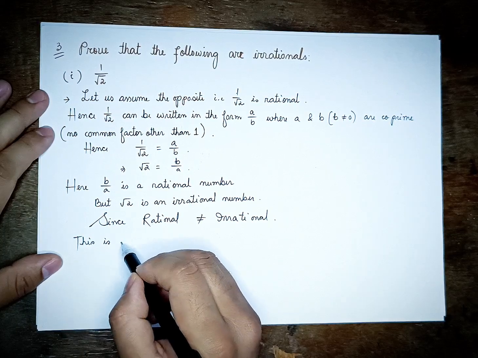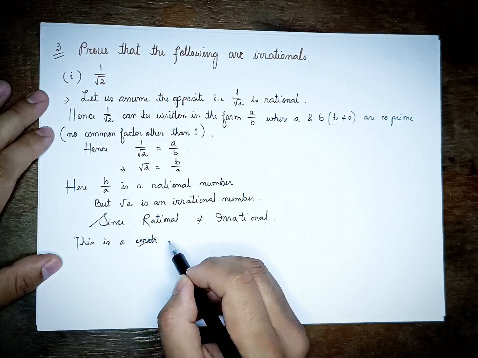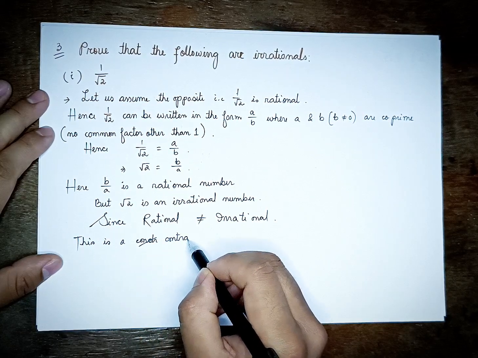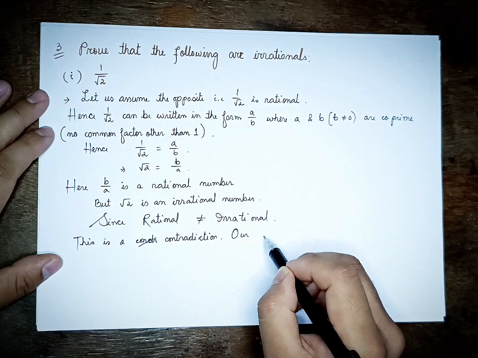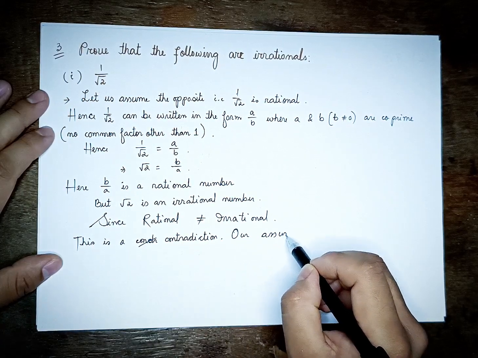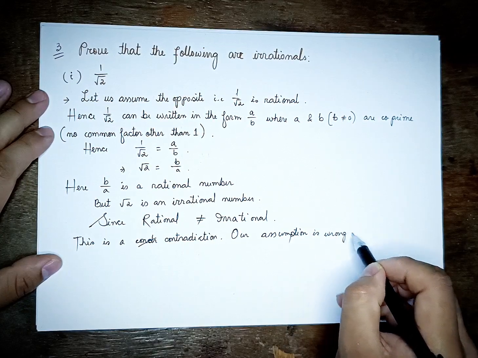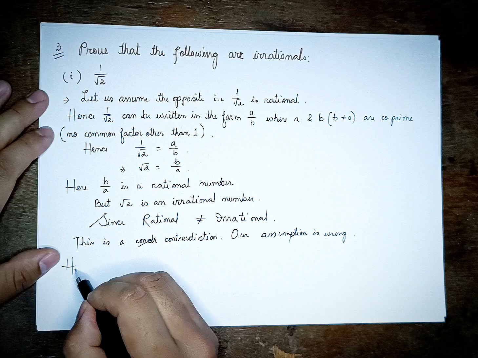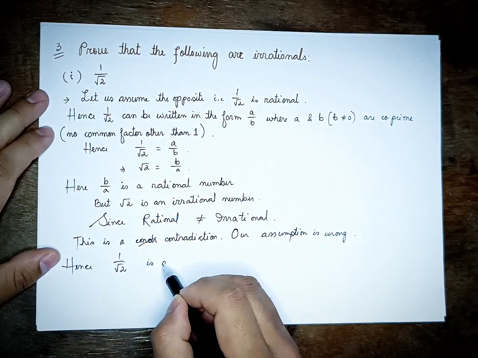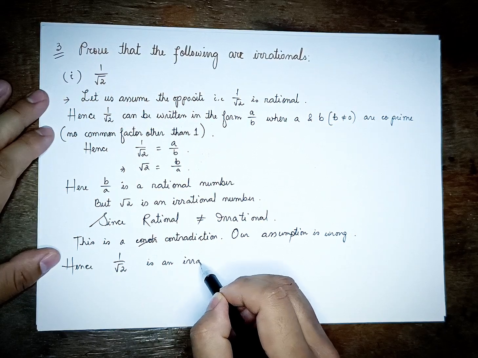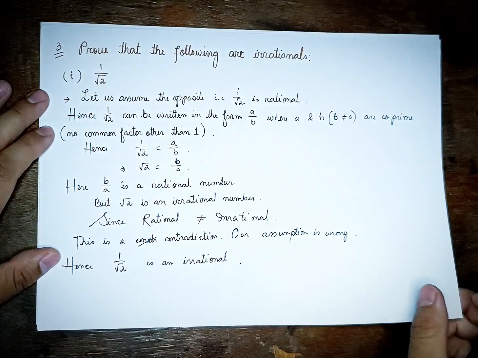This is a contradiction. Our assumption is wrong. Hence, 1 by root over 2 is an irrational. Here we finish Roman number 1.